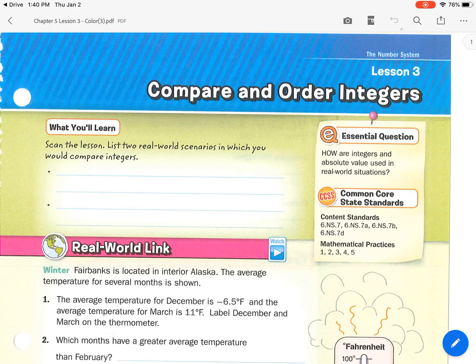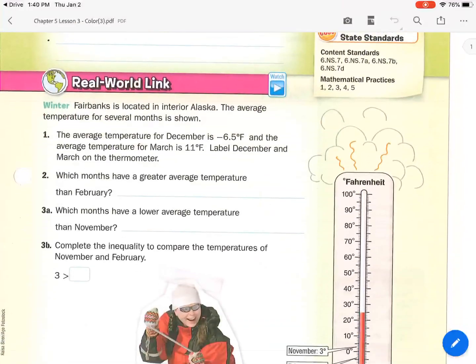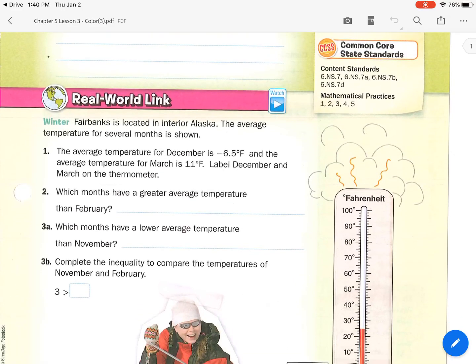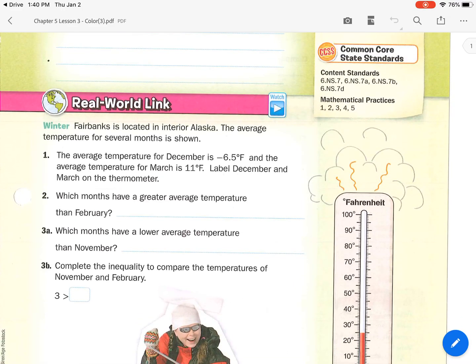Okay, I need you to go ahead and turn your book to page 363. We are going to compare and order integers, so turn to page 363. This lesson should go by fairly simple, as we learned what an integer was a couple days ago.